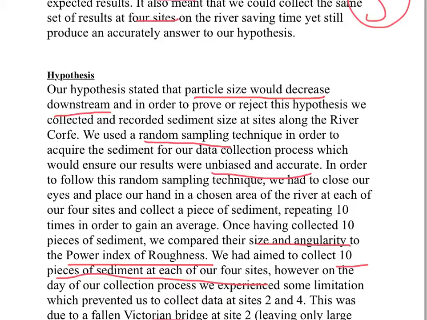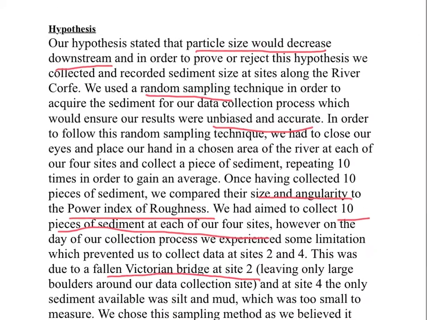So what's going on here? To start off, our hypothesis stated the particle size would decrease. Great, that's already 1 mark for stating a part of the hypothesis. In order to prove or reject the hypothesis, we collected and recorded sediment samples at the sites along the River Corfe. We used random sampling. Yeah, great, good piece of explanation about method of data collection. Why is random sampling good? Unbiased and accurate, really reinforcing it. So already I'm getting the idea that this is a strong mark. I'm already looking at level 2.